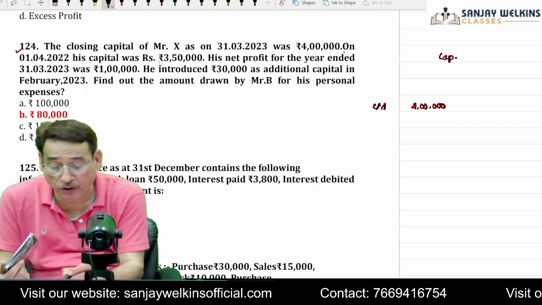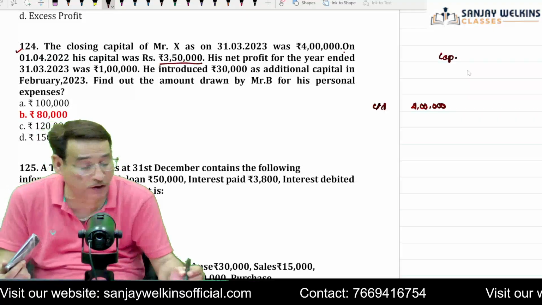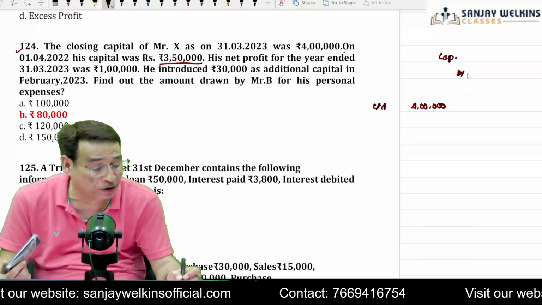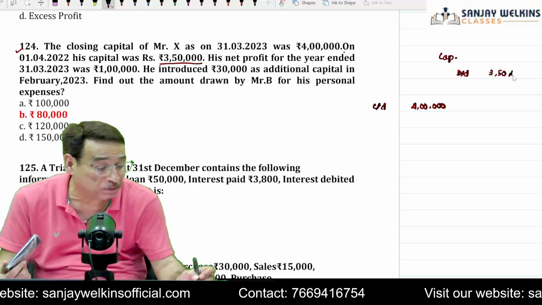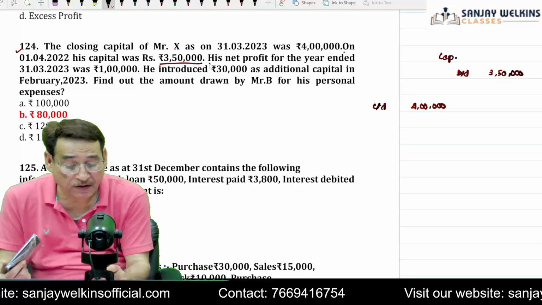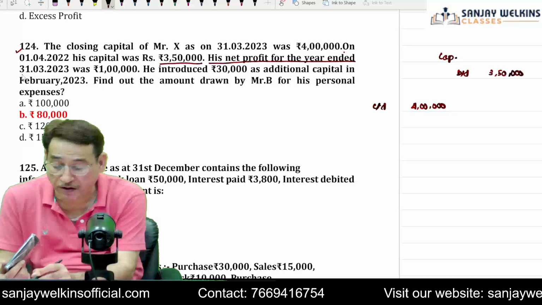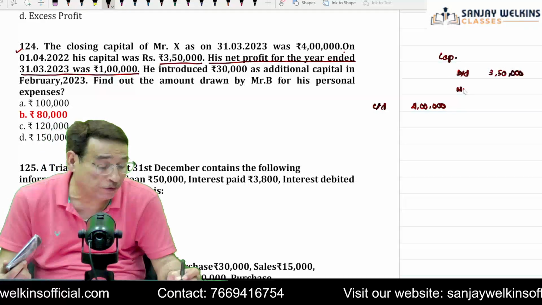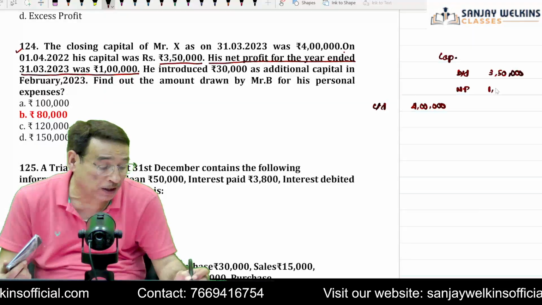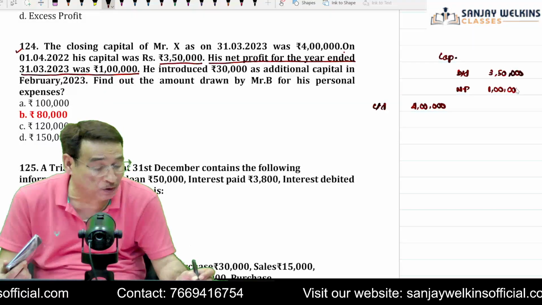On 1/4/2022, his capital was 3,50,000. So balance brought down is equal to 3,50,000. This is your opening capital. His net profit for the year ended 31st of 3, 2023 is 1 lakh. Now net profit is always credited to the capital account. I need not require to tell you that is equal to 1 lakh.